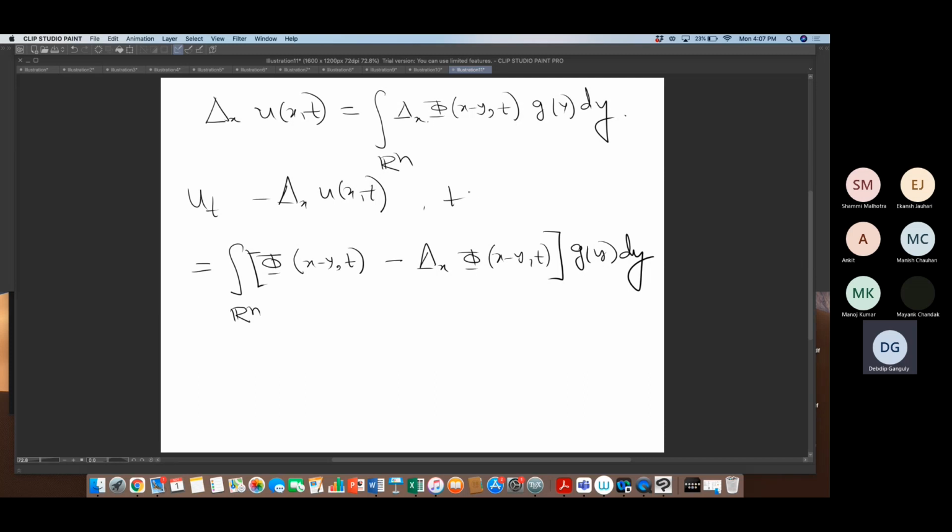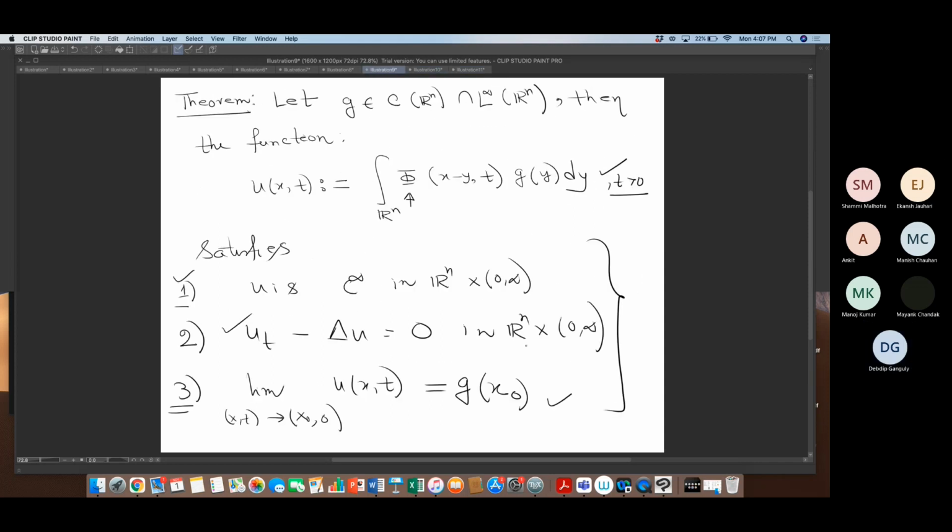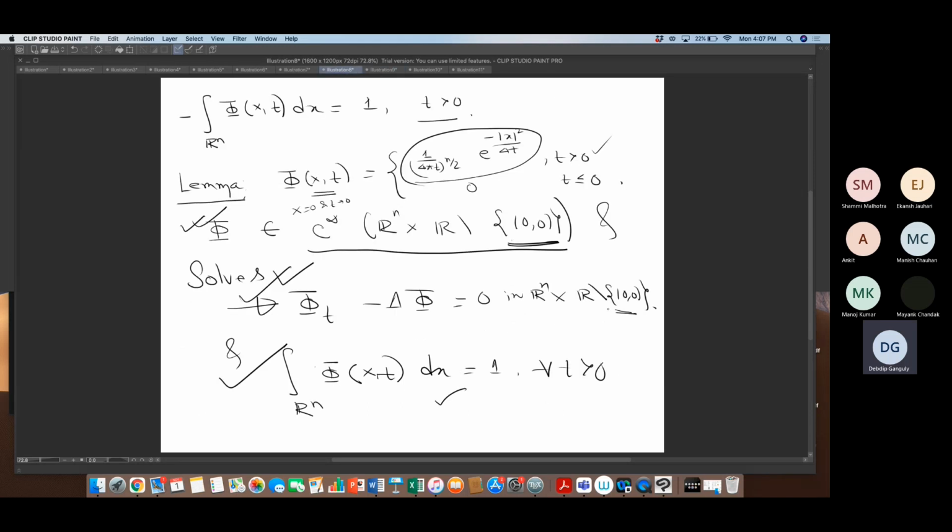t is positive. So what is the value of this? Anyone? t is positive. This function only has a problem when x equals y and t equals 0, because you know phi(x,t) only has a problem when x equals 0 and t equals 0. Otherwise it is a smooth function and it satisfies this equation. The point (0,0) is the problem; when t and x both are 0, then it has a problem. Otherwise it will satisfy this equation.